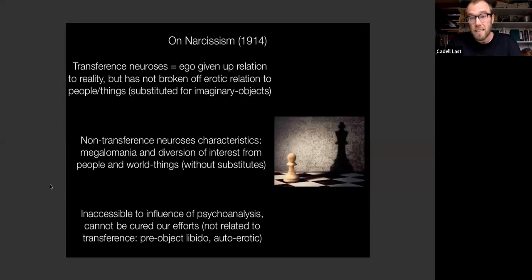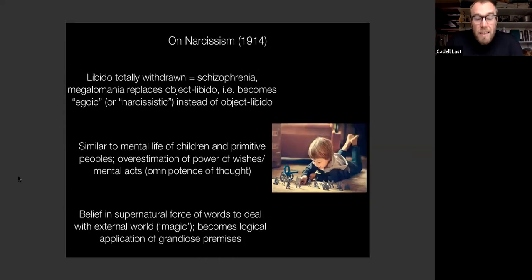So here he's diverging from the foundation that he's built up thus far in his career and is really pushing the theory. And interestingly, he's saying here that narcissism is a pre-object libido and autoerotic. And as we'll find out, this is teaching us a lot about the foundation of the psyche and a lot about the original fixations and the original desires of the subject. So libido totally withdraws in schizophrenia and megalomaniacal behavior, and this is replacing object libido. So it becomes egoic or narcissistic instead of object libido.